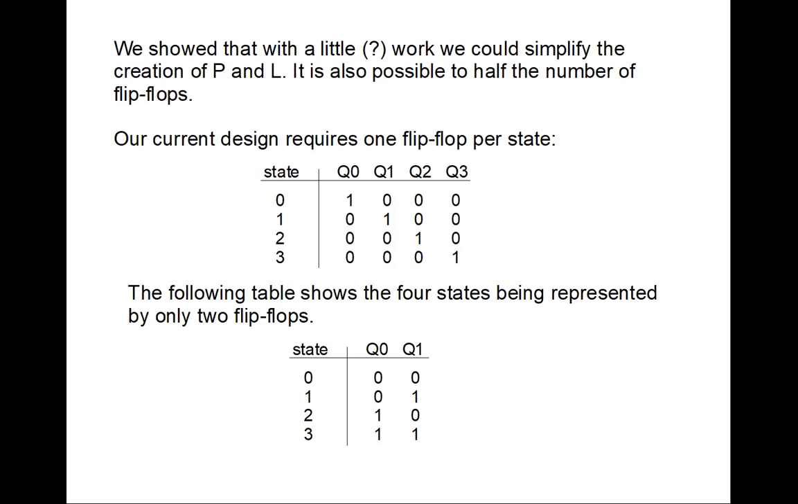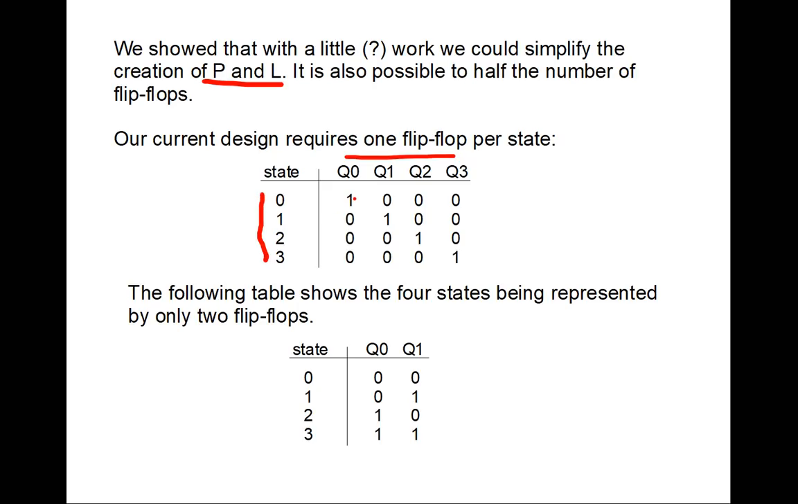Okay, so we showed that we can actually build this thing by simplifying the P and L. By the way, it's also possible to halve the number of flip-flops, which we're not going to do, so don't worry about it. We're almost done. The current way that we define the state is we use 4 flip-flops. These are the flip-flops, these are the states. And notice one flip-flop is set at any particular time.